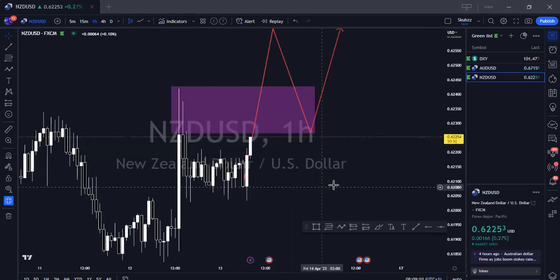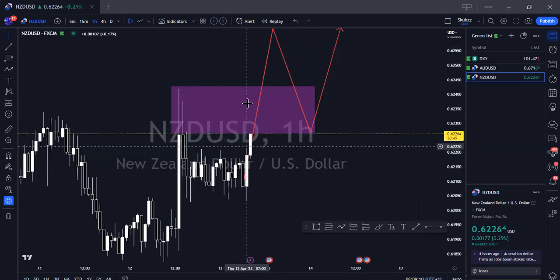NZUSD is pushing up right now. It's now actually going to go and hit TP, and I haven't come out of the trade since yesterday.